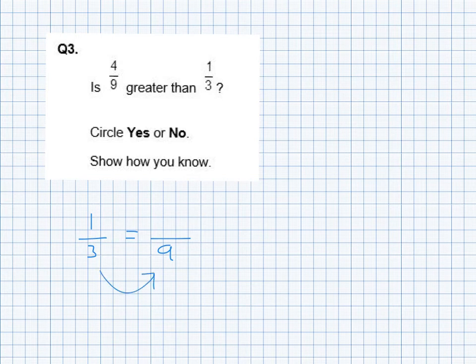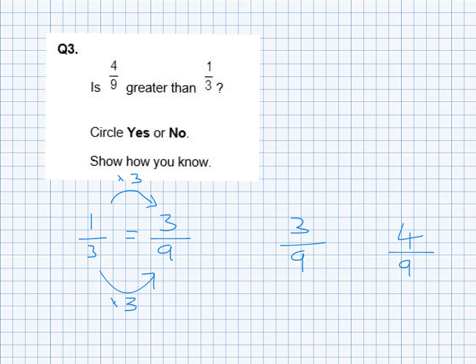So just like before, what do I multiply 3 by to make 9? Those pieces have got 3 times smaller. So I will need to do the same to the top. So is 4/9 greater than 1/3? All you need to do to show me is which of these two fractions is greater. And this is easy now because the denominator is the same.